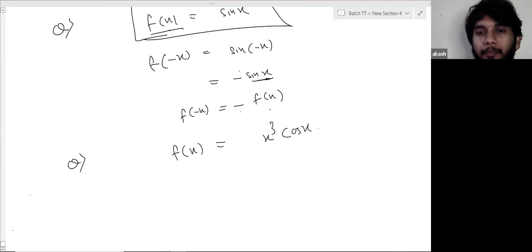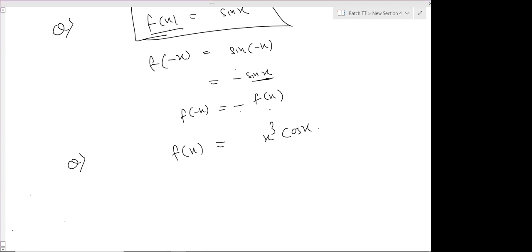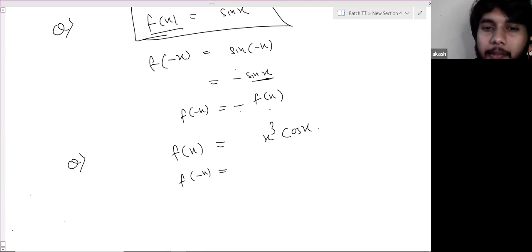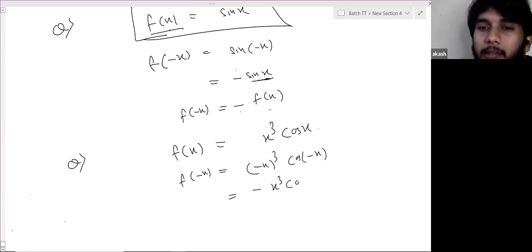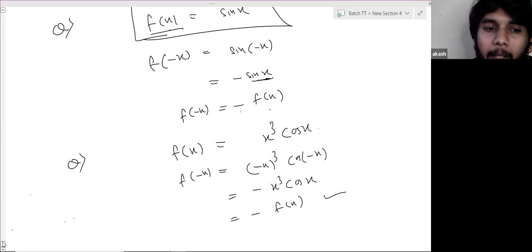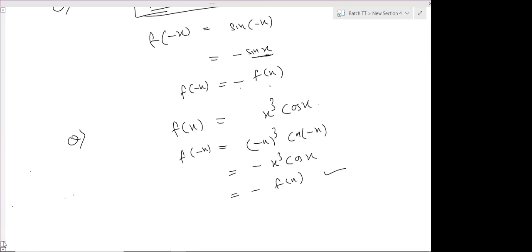Everyone, is it an odd or even function? An odd. Odd, right? How to check f of negative x? So this will be negative x cube cos of negative x. So negative x cube is minus x cube, cos of negative x is cos x. So this is negative of, this whole thing is f of x. So we can see this is odd function. Is it clear? Yes. All right.